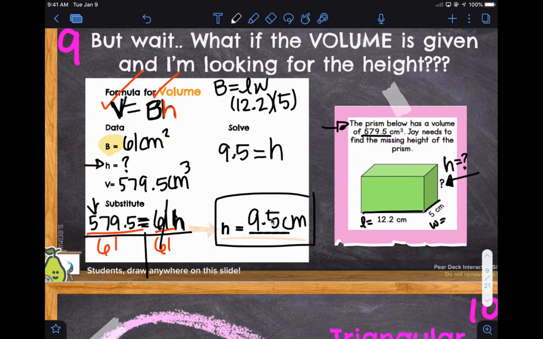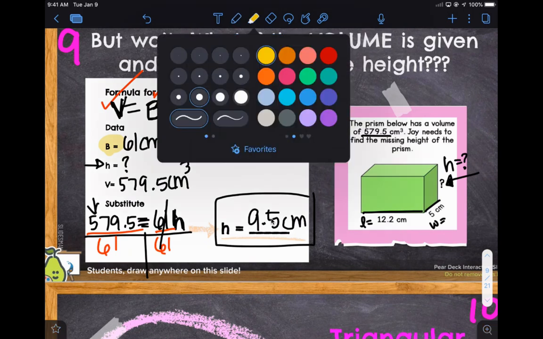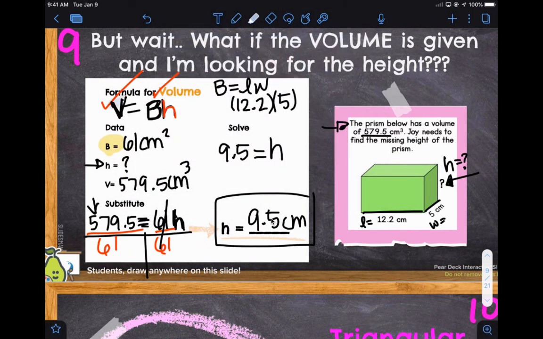We did work backwards, but once you know how to solve equations, all you have to do is substitute the values that you know, which in this case, we did know the volume, we did know the big B, which is the area of the base. So you substitute those, and then you just solve the equation, right? The equation tells you what to do.